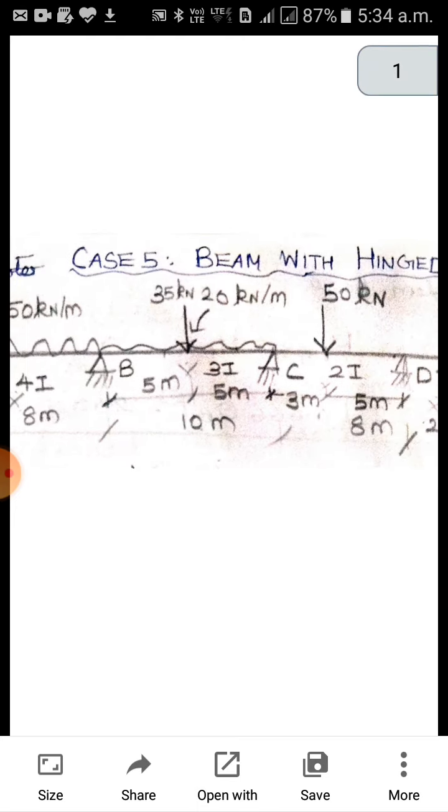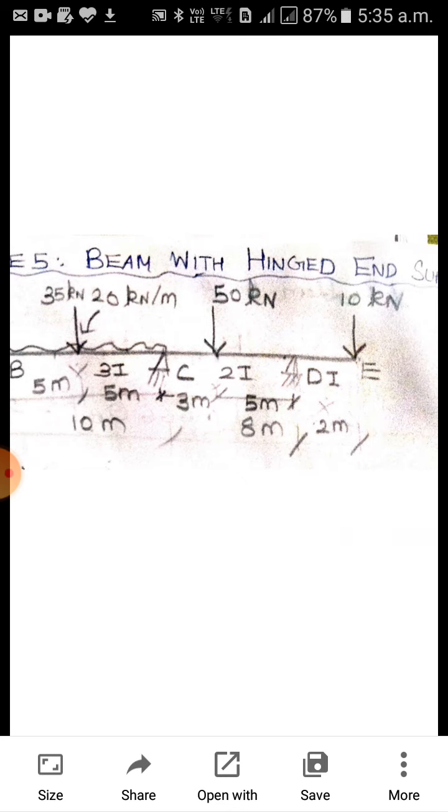Okay, what more cases do you have here? One thing is you have the first case, variation of I. For AB it is 4I, for BC it is 3I, for CD it is 2I, and DE it is I. So there is variation of I. If there is variation of I, you'll have a change in the second step. What is the second step? Writing slope deflection equations.